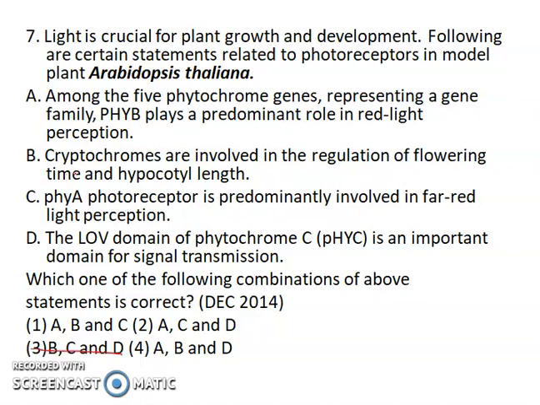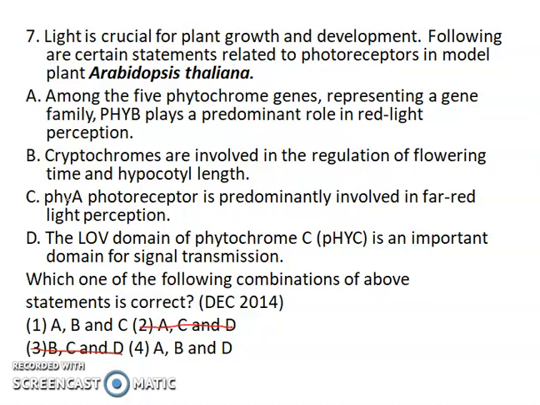Now the second option. Cryptochromes are involved in the regulation of flowering time and hypocotyl length. Yes, we have discussed in our previous lectures about the cryptochrome. They are involved in photomorphogenesis. Photomorphogenesis means regulation of the flowering time, length, growth, everything. So this is the correct answer. As in the second option we don't have B, we have to eliminate this.